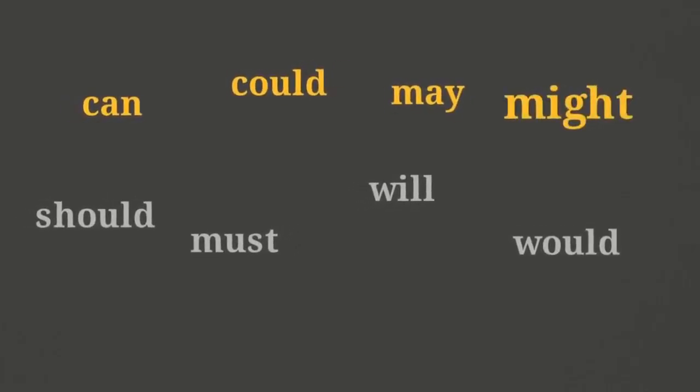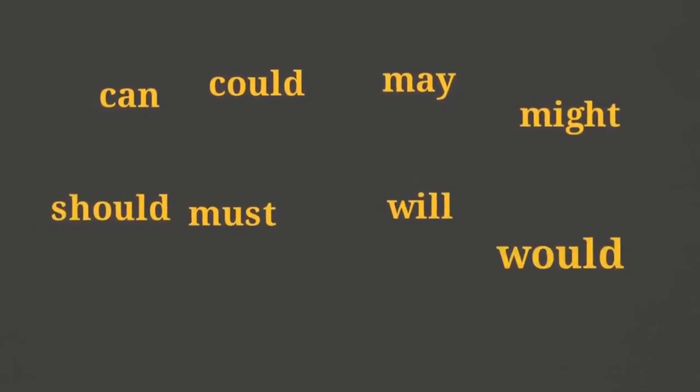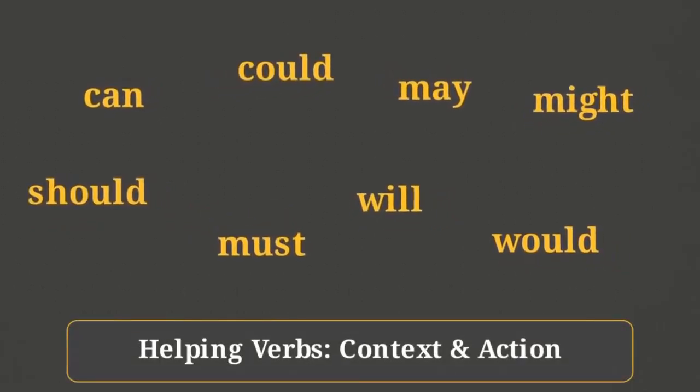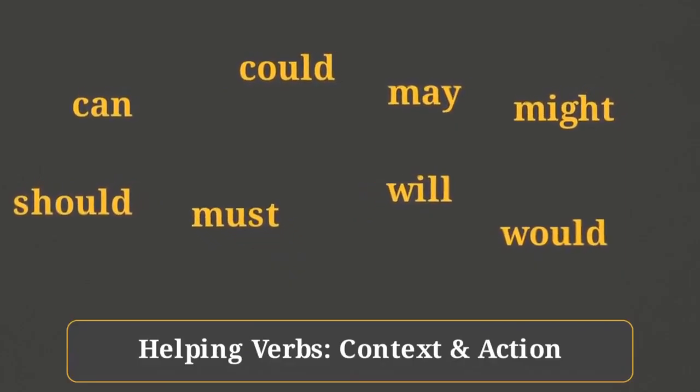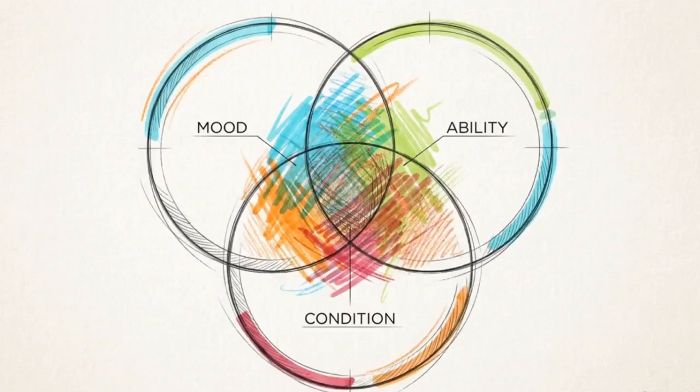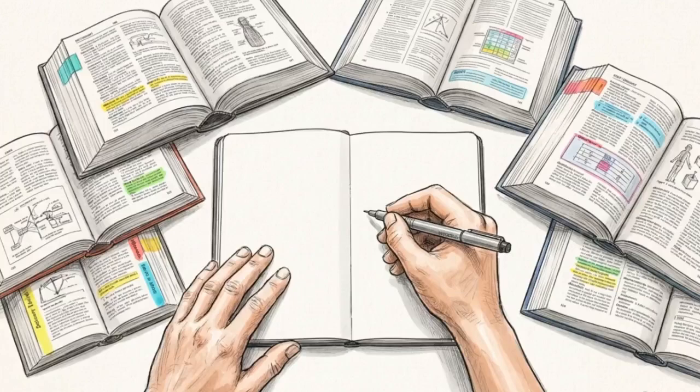These 8 words, can, could, may, might, should, must, will, and would, are English's core helping verbs. They describe the status of an action, providing context for the verbs they assist. Native speakers use these instinctively, but the abstract concepts they represent, like mood, ability, and condition, make their definitions overlap. This creates confusion when you're trying to choose the exact word for a specific situation.